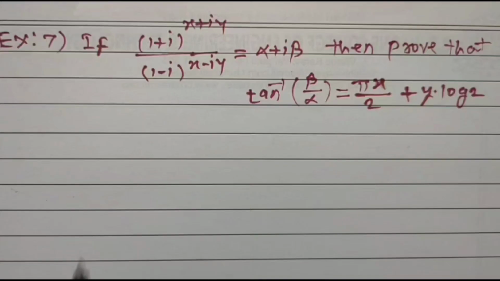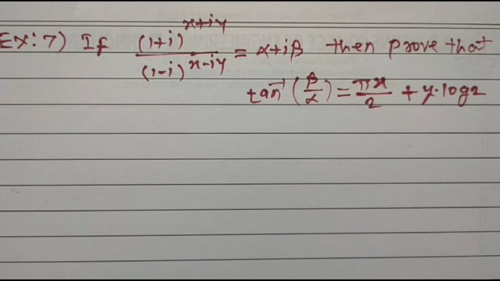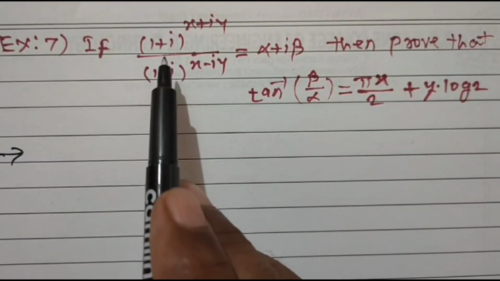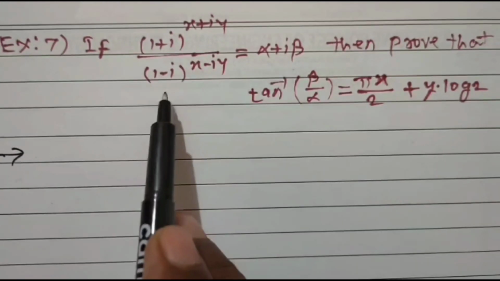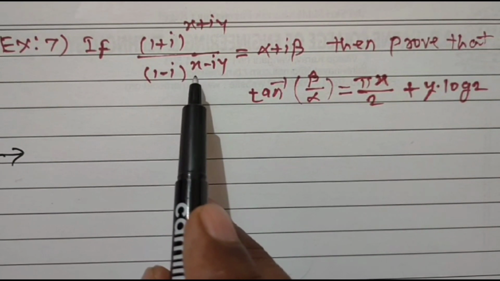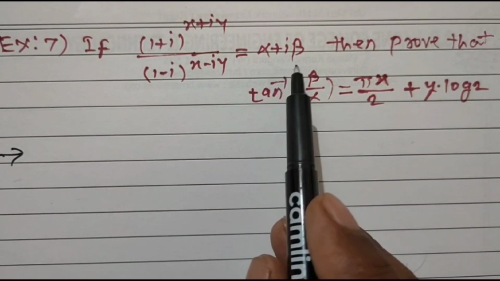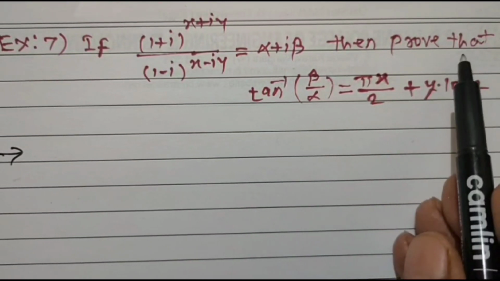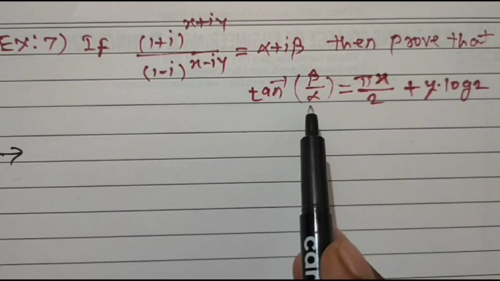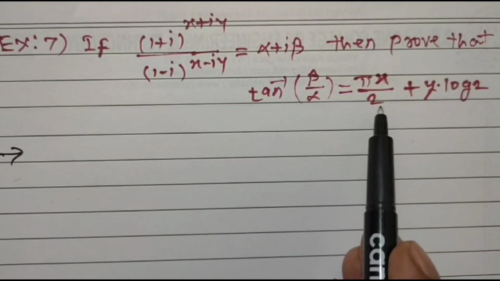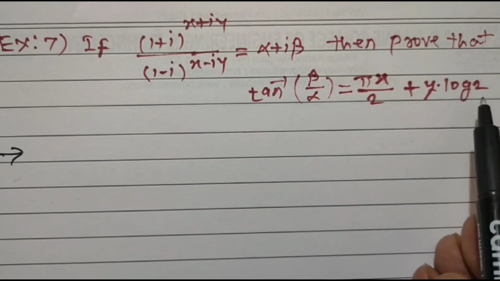Hello everyone, let us solve sum number 7. If (1 plus i) to the power x plus iy divided by (1 minus i) to the power x minus iy is equal to alpha plus i beta, then prove that tan inverse beta upon alpha is equal to pi x divided by 2 plus y into log 2.